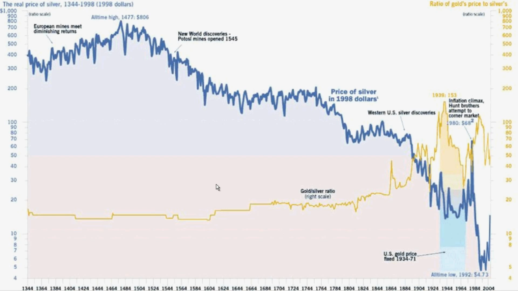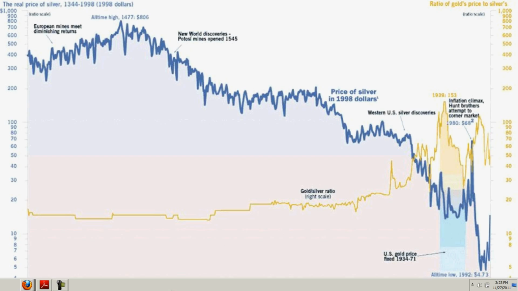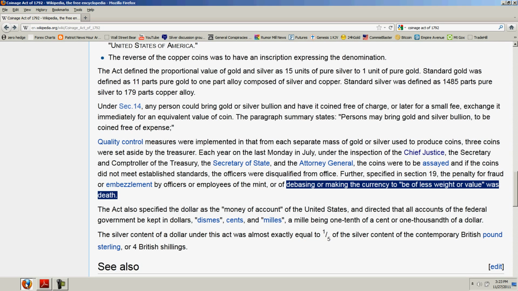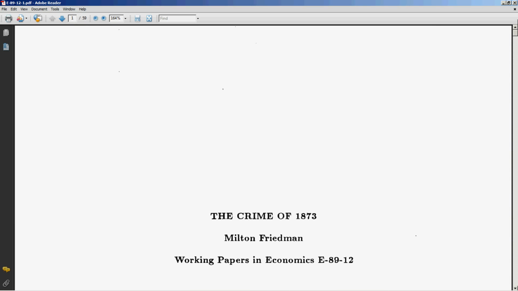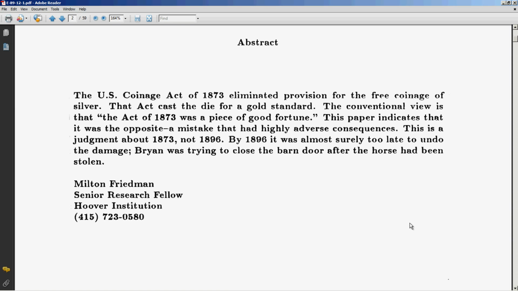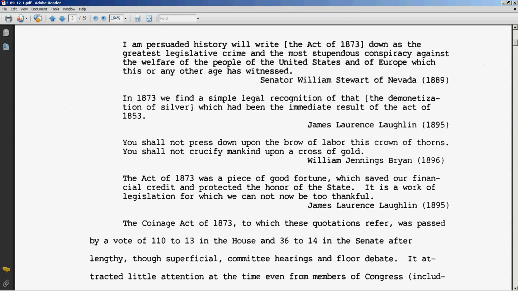Now you remember the great orator William Jennings Bryan, who gave the famous speech about this issue, saying that man should not be crucified on a cross of gold. I think I can find that quote at the beginning of Friedman's article. Bryan said, "You shall not press down upon the brow of labor this crown of thorns. You shall not crucify mankind upon a cross of gold." William Jennings Bryan, 1896. So that caused a backlash. The backlash was not enough to have silver be remonetized.